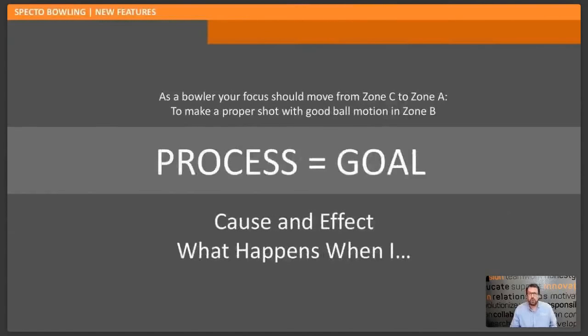So as a bowler, you really should move from zone C to zone A to make a proper shot with good ball motion. Zone B, really be very process focused. It helps you achieve your goals when it comes to knocking the pins down.